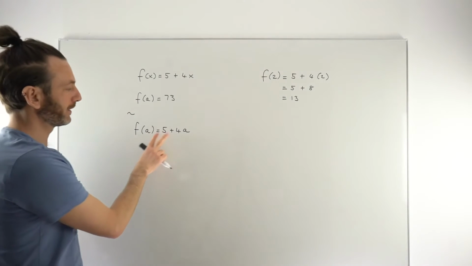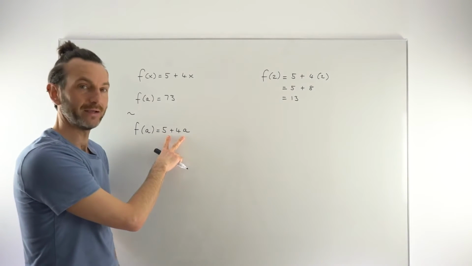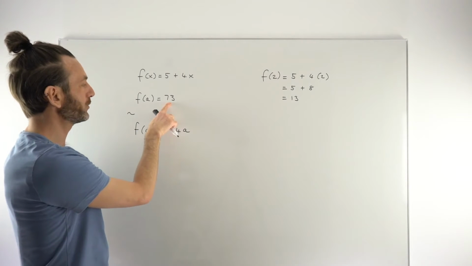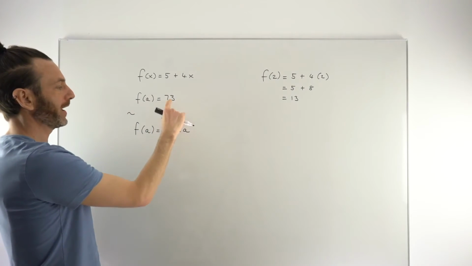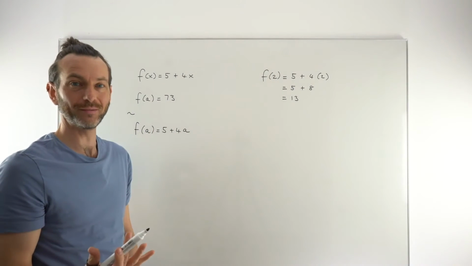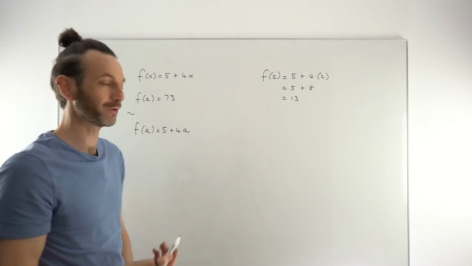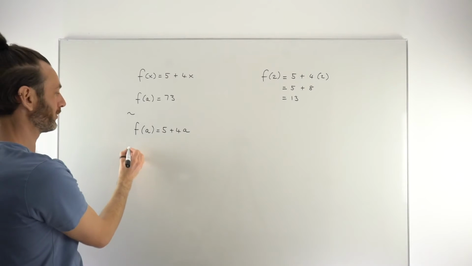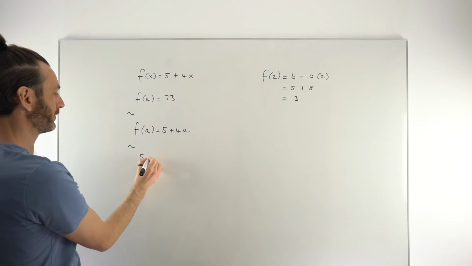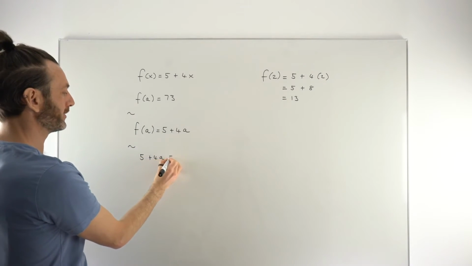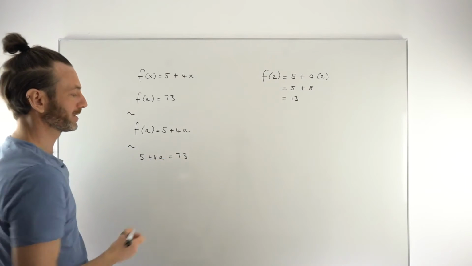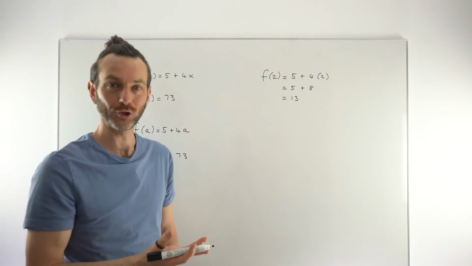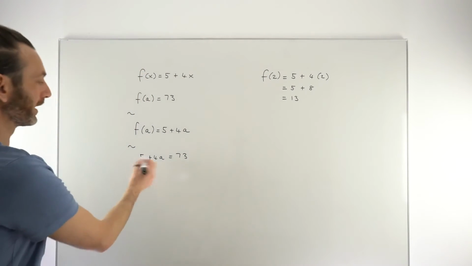So this here, 5 plus 4a, is f of a, and this here, 73, is also f of a. But they're both f of a. If they both represent the same thing, then they are the same thing. In other words, they're equal. So we can just take these two things and set them equal to each other. So we can just say that 5 plus 4a is equal to 73. So we've basically constructed a little equation, and from that equation we can solve to get the a value.